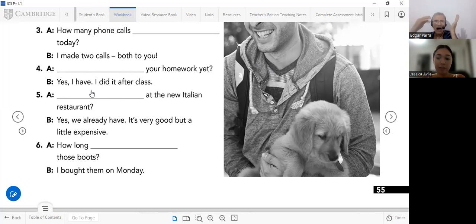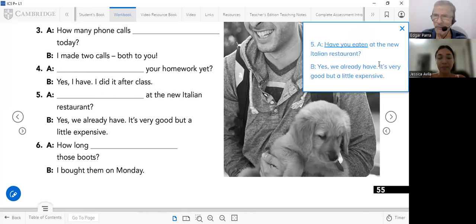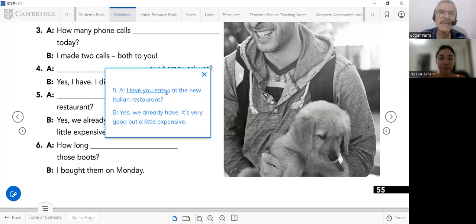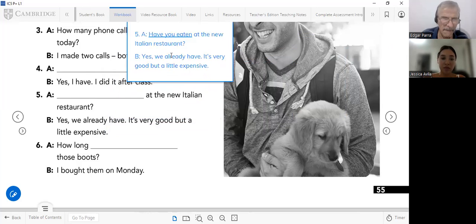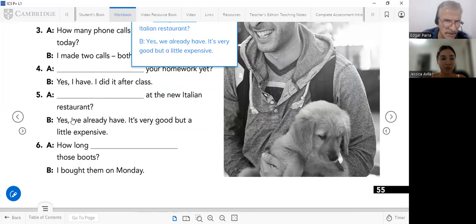Okay, you can say, how many times have you been? How many times have you eaten? Or how many times have you gone? You can use three possibilities probably here, right? Oh no, but it's not how many times. Have you eaten? But you can ask, have you gone to the new Italian restaurant? Have you eaten? Have you gone? Have you been? It's okay if you ask this question this way.